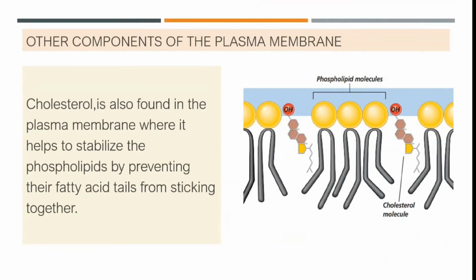Other components of the plasma membrane. Cholesterol is also found in the plasma membrane, where it helps to stabilize the phospholipids by preventing their fatty acid tails from sticking together. Cholesterol is a common topic in health issues because high levels are associated with reduced blood flow in the blood vessels. Yet, for all the emphasis on cholesterol-free foods, it is important to recognize that cholesterol plays a critical role in the stability of the plasma membrane and is therefore a necessary part of your diet.